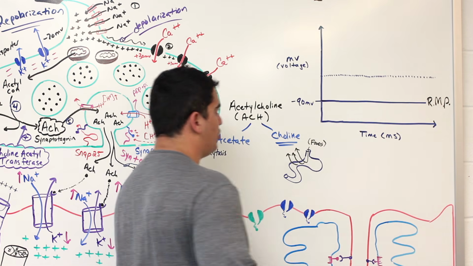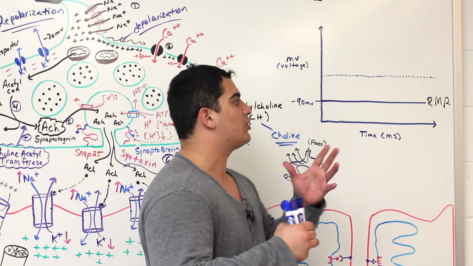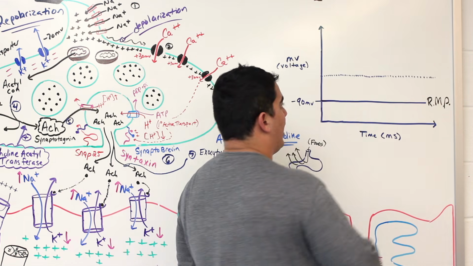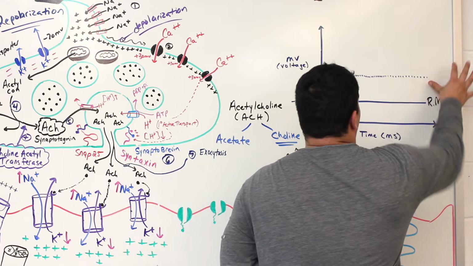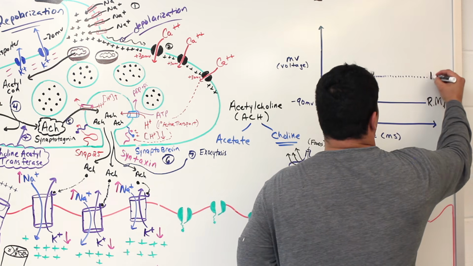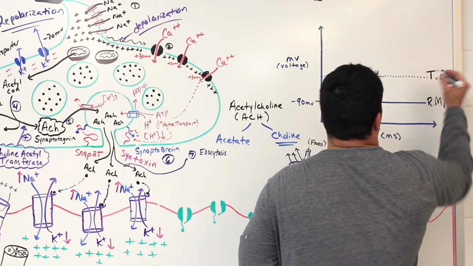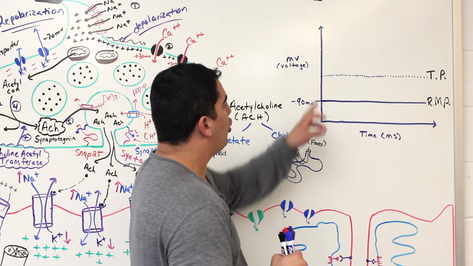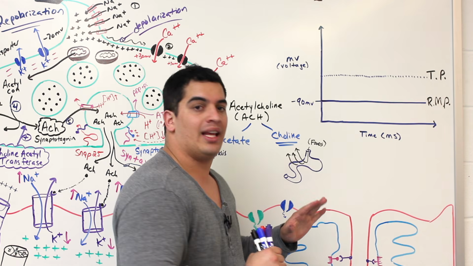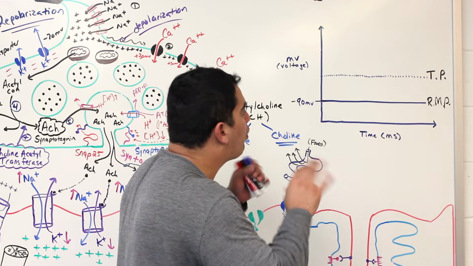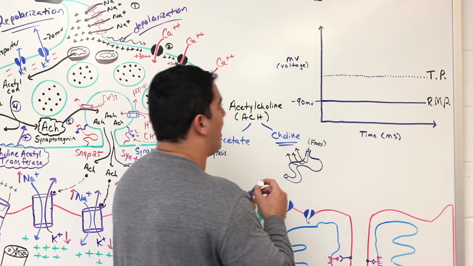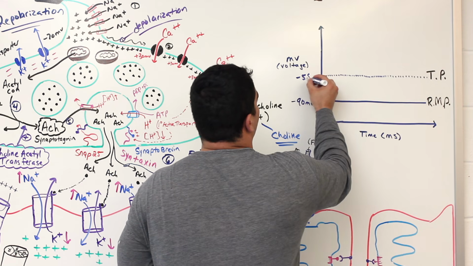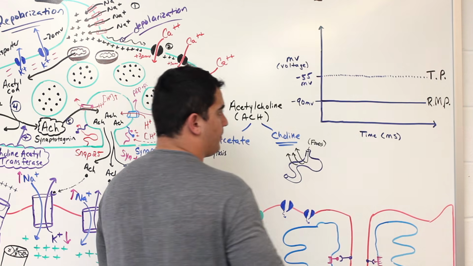Mostly any excitable cell generally has a threshold potential. So over here on the right, I'm going to write that down. I'm going to put TP, which stands for threshold potential. Every excitable cell has a threshold potential. What is the threshold potential generally in this skeletal muscle cell? It's approximately about negative 55 millivolts.